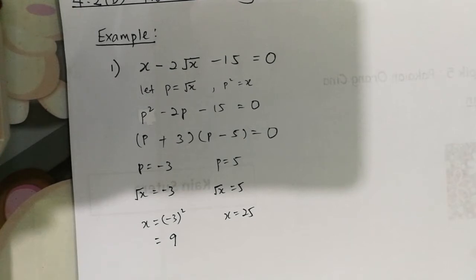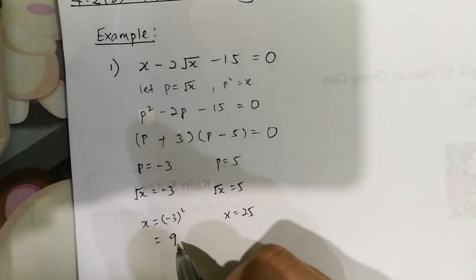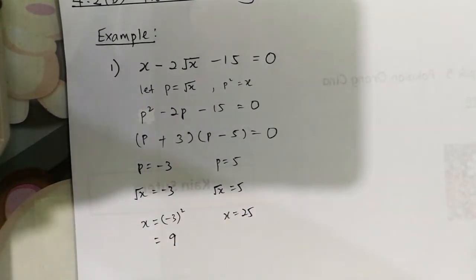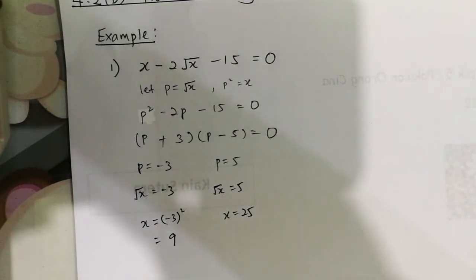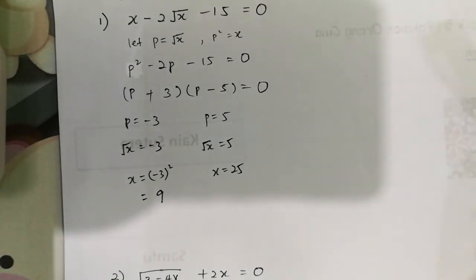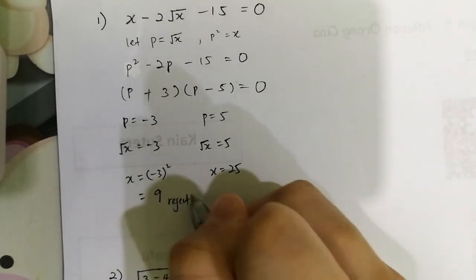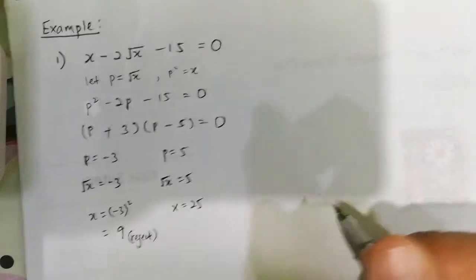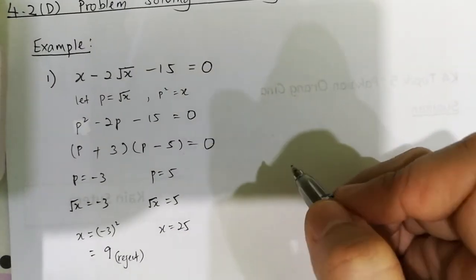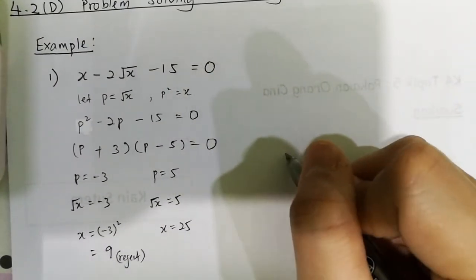Okay, but this one, since this one you have to reject, yeah. Okay, we have to reject this 9. Okay, why? Normally we have to substitute. Okay, so you have to substitute.